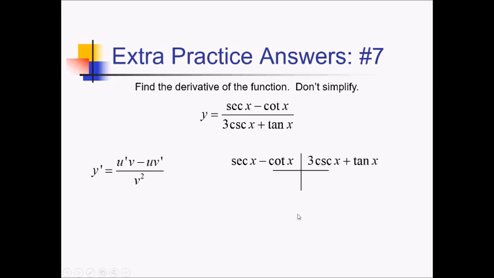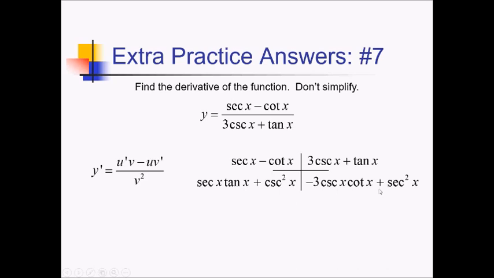And now the derivatives on these. So we have a secant x tan x, and this will be, let's see, cotan of x is normally negative cosecant squared for the derivative, but we already have a negative, so that's plus cosecant squared of x. Now over here, derivative of this stuff, this will be negative 3 cosecant of x cotan of x, plus the derivative of tan, which is secant squared of x.